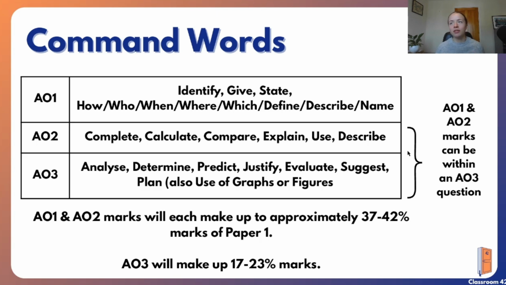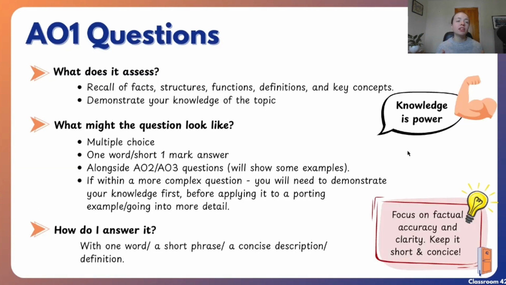And as I've said on the previous slide, AO1 and AO2 marks will make up approximately 37 to 42% of your paper 1, and AO3 17 to 23%. So it can vary slightly, but it won't fluctuate too much. So now we're going to go through each assessment objective type in turn, give you some example questions and some model answers for them, and then give you a bit of time to practice them yourself as well.